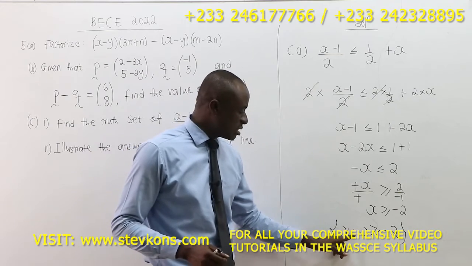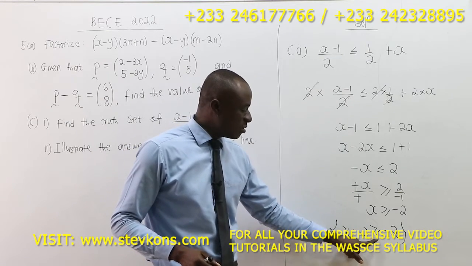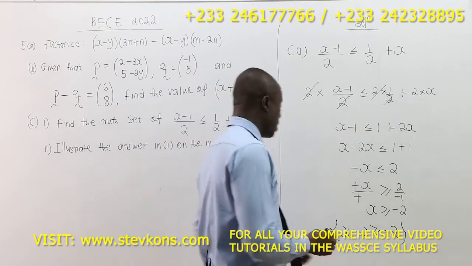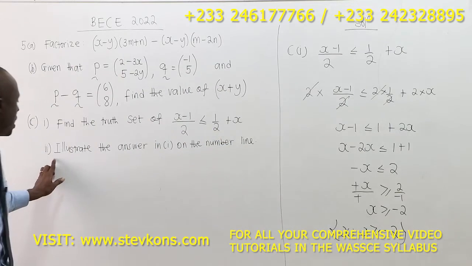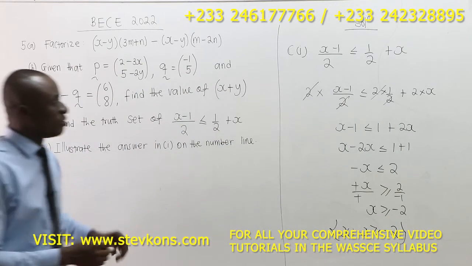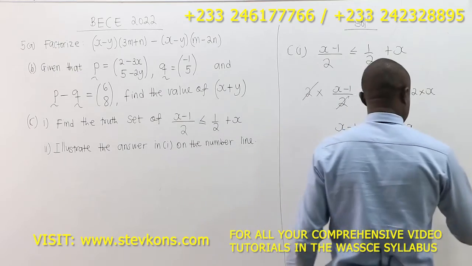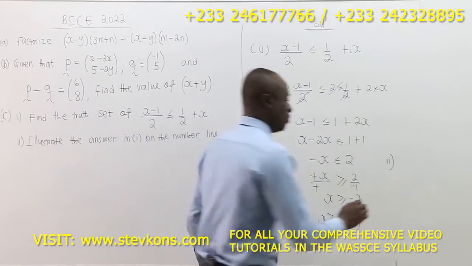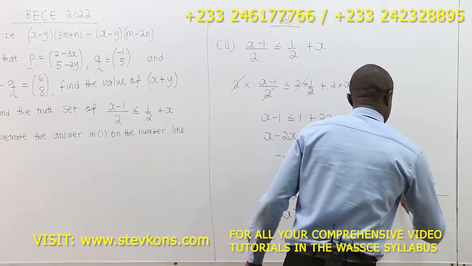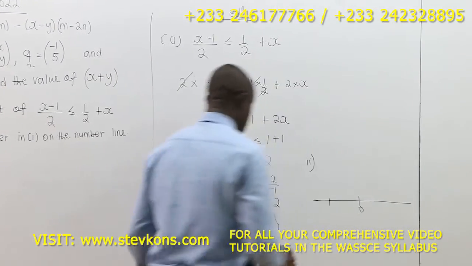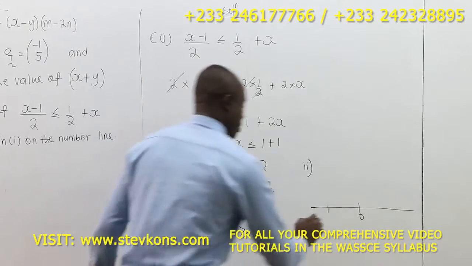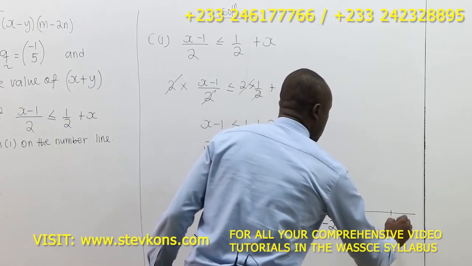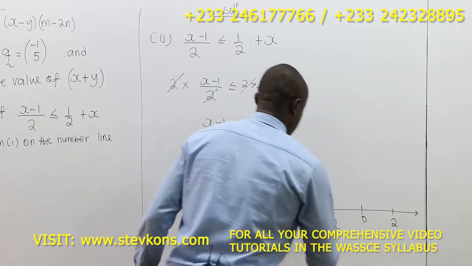Truth set, x such that x is greater or equal to negative 2. Now I illustrate the answer on the number line. So the second one, we want to illustrate on the number line. On the number line we just need 3 terms. We need 0, and the negative and positive of what we had. So that's negative 2 and then positive 2.